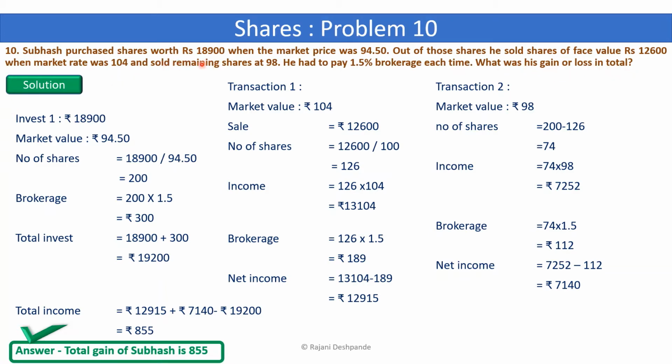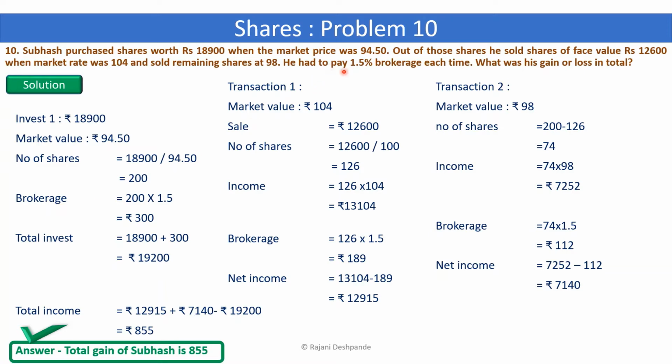So Subhash invested rupees 18,900 when the market price was 94.5. So the market value of each share is 94.5. So the total number of shares is equal to 18,900 divided by the market price of one share. So you will get 200. So the total number of shares is 200.